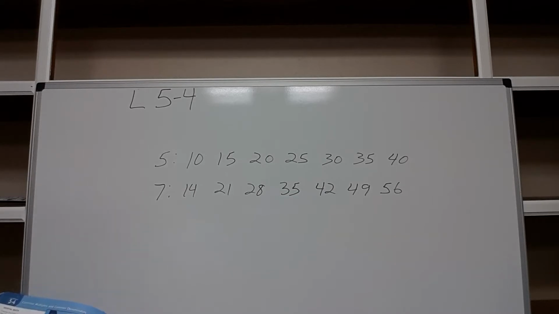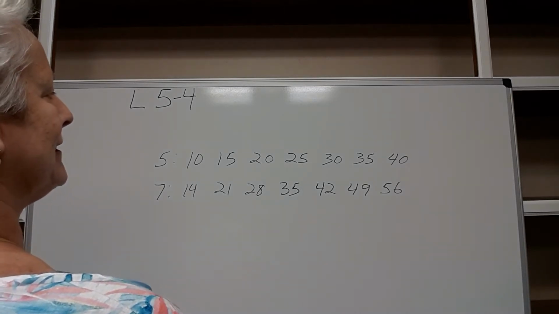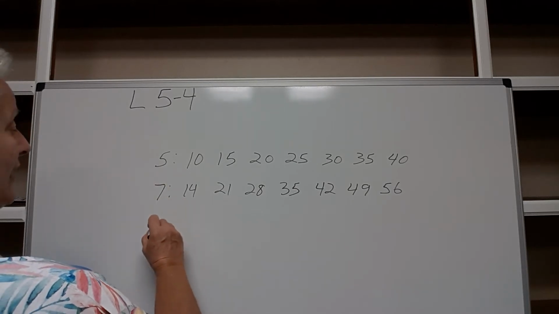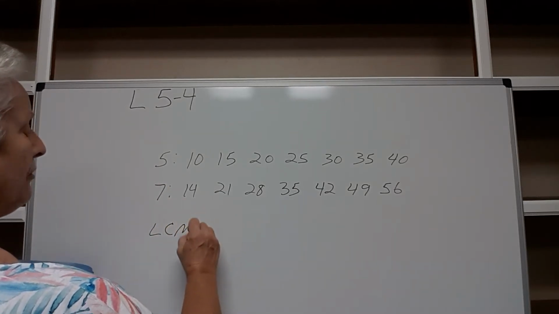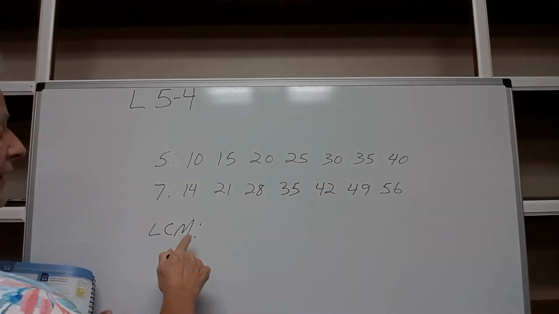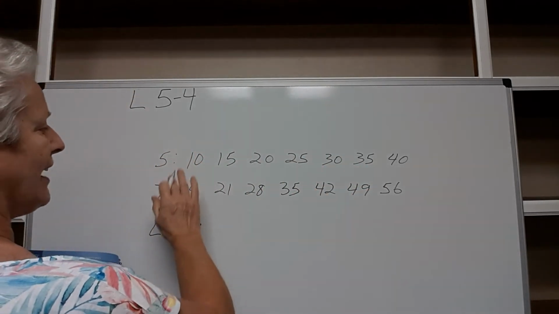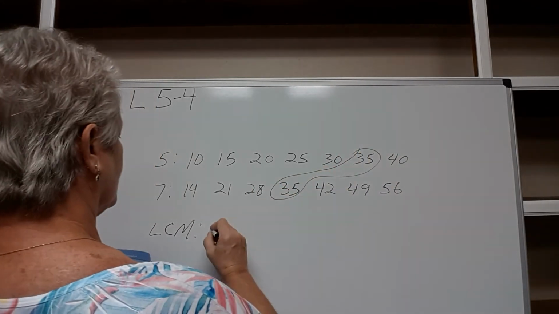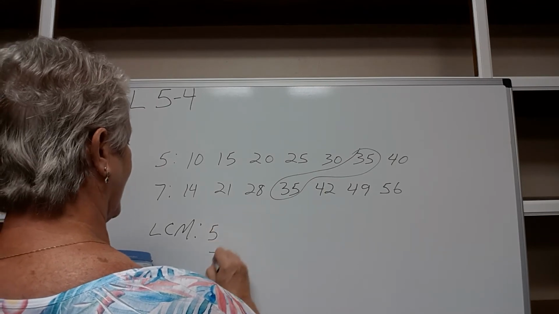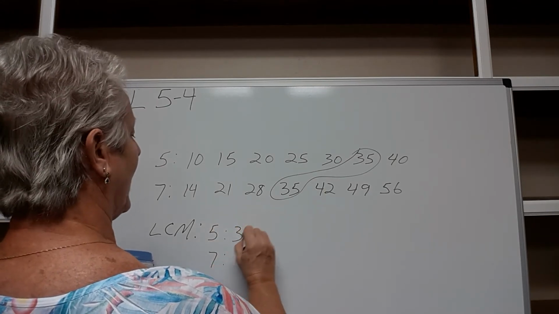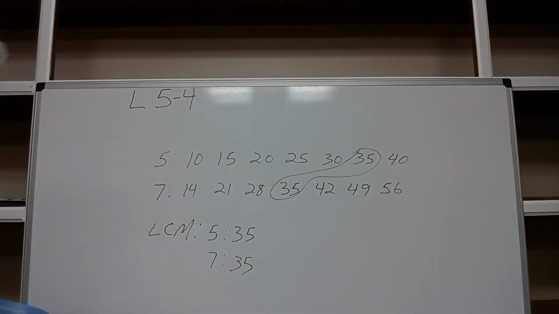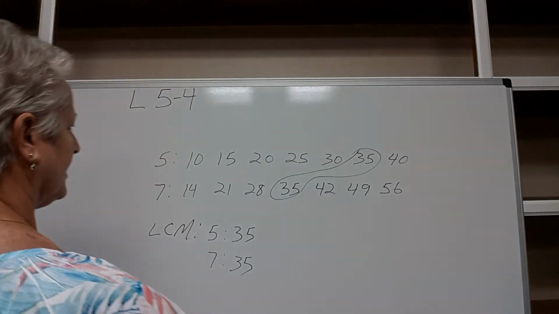Now, what if we want the least common multiple of 2 numbers? If we looked at 5 and 7, the least common multiple that both 5 and 7 have in common would be 35. So the least common multiple of 5 and 7 is 35. See how that works? Least common multiple. You're able to see down there.